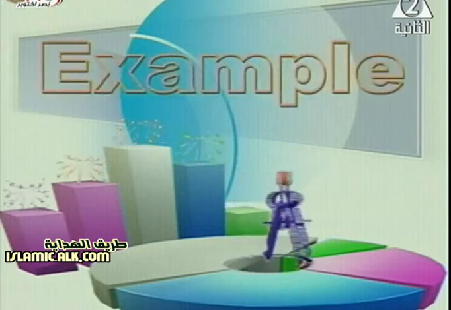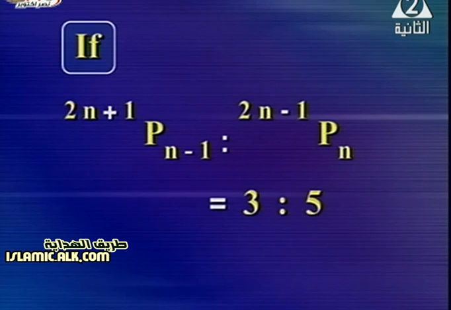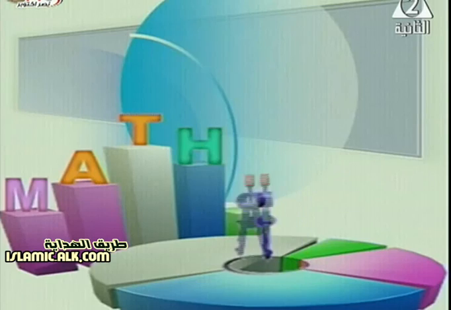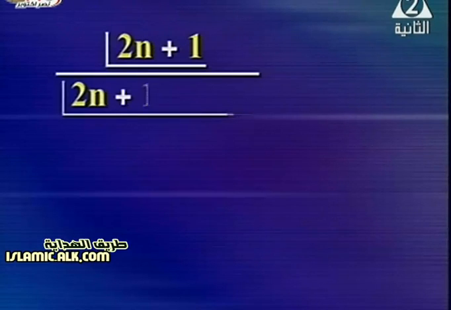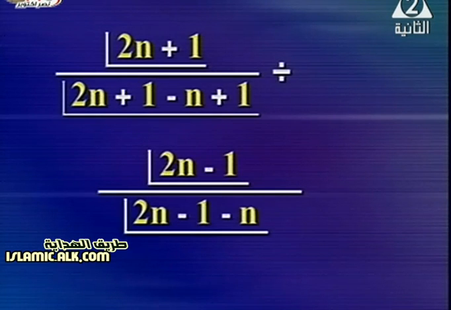Look at another example. If we have 2n plus 1 Pn minus 1 ratio 2n minus 1 Pn equals 3 ratio 5, find n. Solution. We use the rule of permutation.